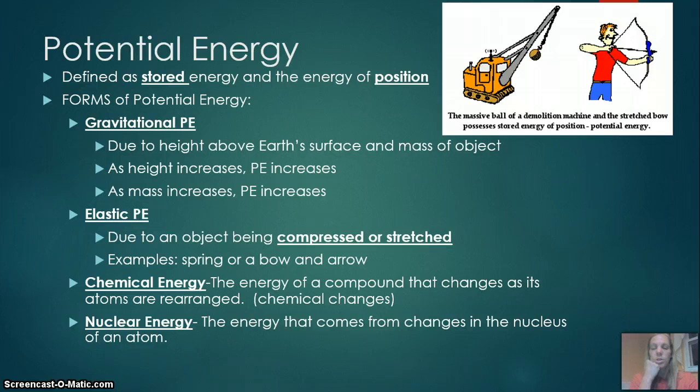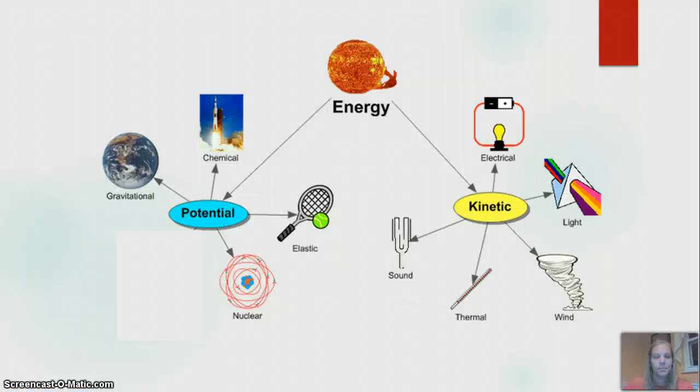Chemical energy, the energy of a compound that changes as its atoms are rearranged. So that has to do with those electrons being shared and stolen and bonds being broken and reformed. And then nuclear energy is the energy that comes from changes inside of the nucleus of an atom.